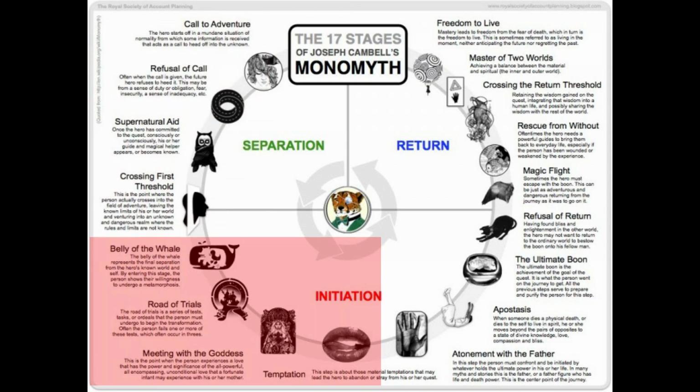Belly of the whale, that is in your psyche. Road of trials is the difficulty you're going to have to go through. Meeting with the goddess, that's reattaching with your psyche. In the stories, the way these are going to play out, we start out as Adam and Eve naked in the Garden of Eden. This is our little kid stage. We're not hurt from life yet. We're happy and blissful, but ignorant as well.